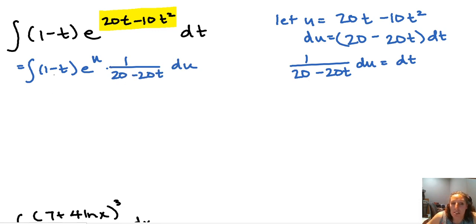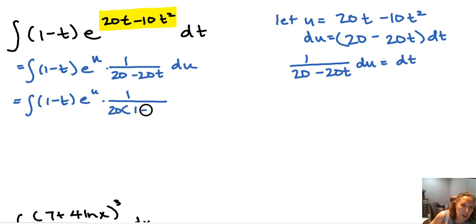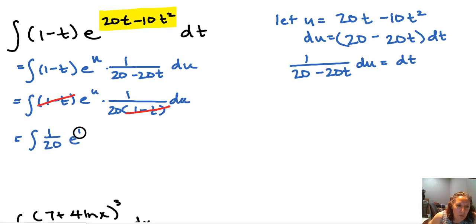And the way we're going to do it is we are going to factor out the GCF and simplify this rational piece right here. So we've got 1 minus t multiplied by e to the u times, I'm going to factor out that GCF of 20 in the denominator there, and we'll get 1 minus t left in the denominator. And now we have a 1 minus t in the numerator and a 1 minus t in the denominator. We can divide top and bottom by that, and now everything that is left involves only u's. We've got 1 over 20, we've got an e to the u, and we've got a du.